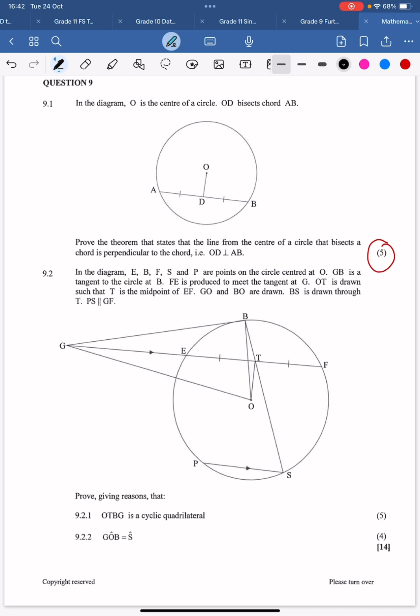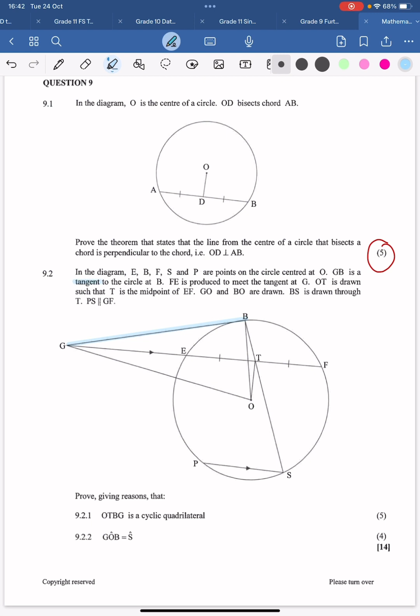All right. In the diagram, E, B, F, S, and P are points on the circle centered at O. GB is a tangent to the circle. There we go. There is the tangent. All right, so I'm going to highlight that. Tangent.